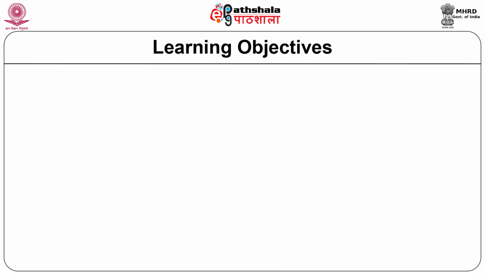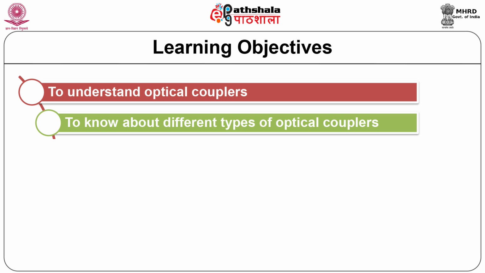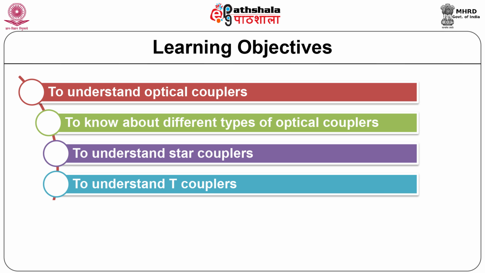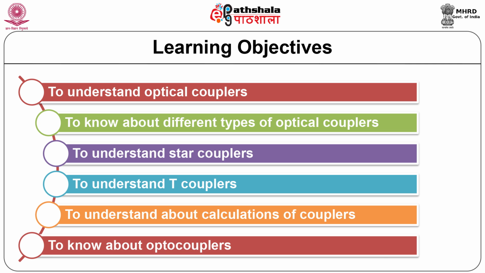Learning objectives. In this module, we have to understand about optical couplers, know about different types of optical couplers, understand about the star couplers, T couplers, to understand about the different calculations related to the loss in these couplers, and different optical couplers which are available in the market are also included in this module.